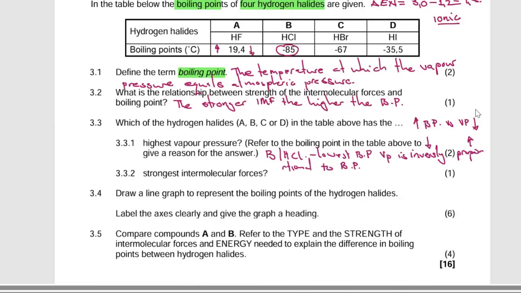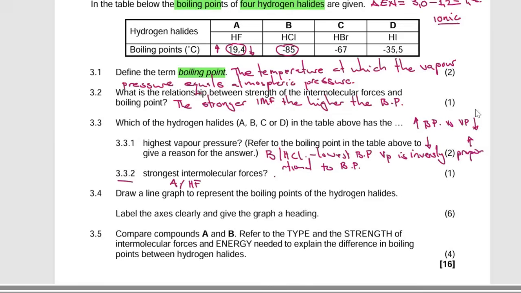Then moving on to 3.3.2, it says the strongest intermolecular forces. Which of these has got the strongest intermolecular forces? The strongest intermolecular forces is the one that is going to have the highest boiling point. According to this, 19 is the highest boiling point, so our answer for 3.3.2 is going to be A, which is your hydrogen fluoride, so it's A or HF.